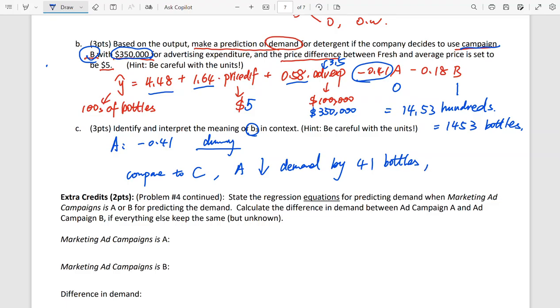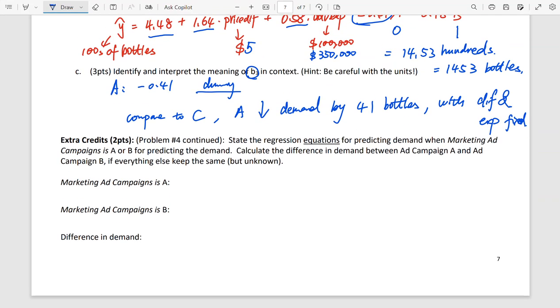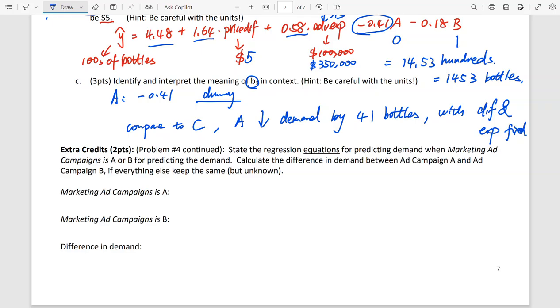Is this done? Not yet. This is a multiple regression with price difference and expenditure both fixed. All right, okay, so then the last question, extra credits. It's the problem continued. I want you to state the regression equation for predicting demand when we use the A campaign or the B campaign, right? So what's the difference? We say everything else will be the same. We want to keep everything else the same.